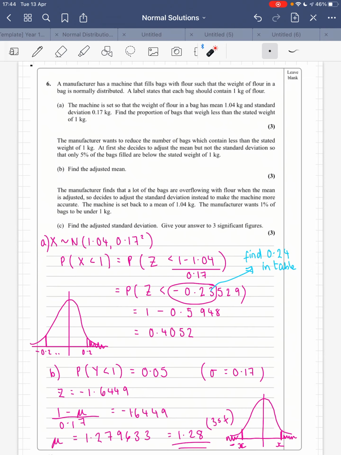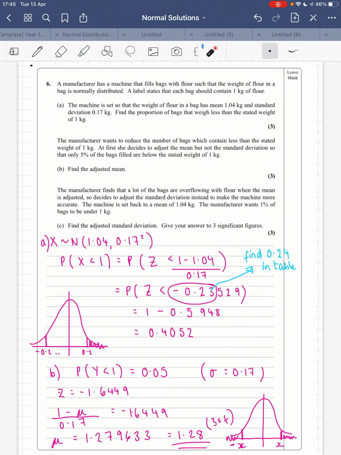For part B, the manufacturer wants to reduce the number of bags which contain less than the stated weight of 1 kilogram. So she decides to change the mean and keep the standard deviation the same, so that only 5% of the bags filled are below the stated weight of 1 kilogram. Find the adjusted mean. So we have a new distribution, which I've called Y here, and we know that the probability that Y is less than 1 is equal to 0.05. Our standard deviation is still the same; I've just written that in brackets over there.